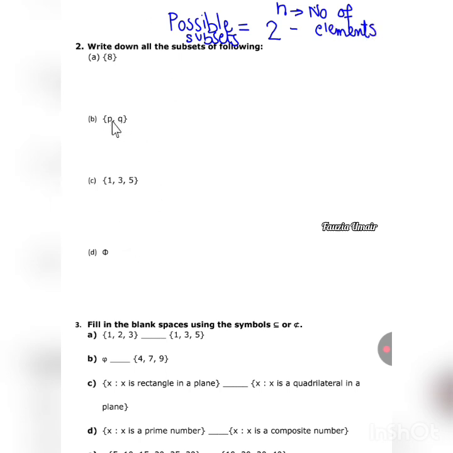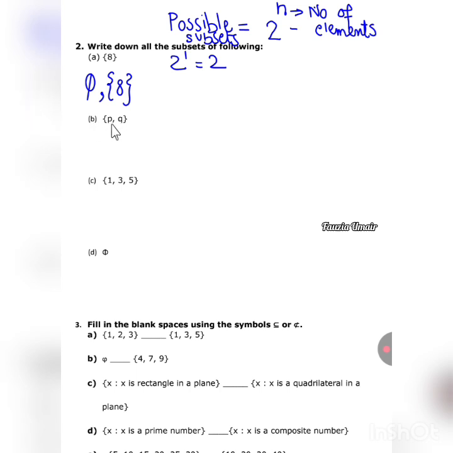there are 2 elements, so we will do 2 raised to power 2. Let's solve it. In the first part, there is only one element, so it would be 2 raised to power 1. It means that only 2 subsets are possible. We just discussed that the empty set is a subset of all sets. So the first subset of this set is the empty set, and the second is the set itself. These are the only possible subsets.